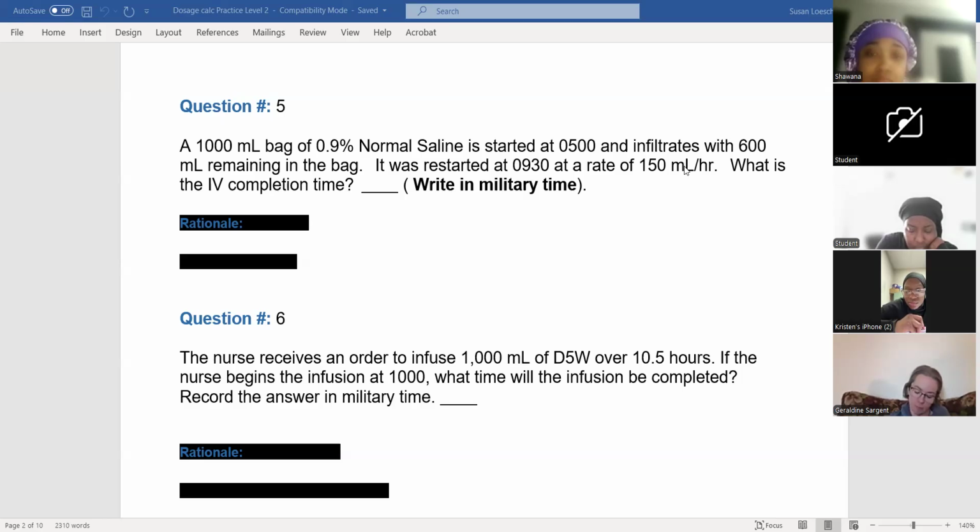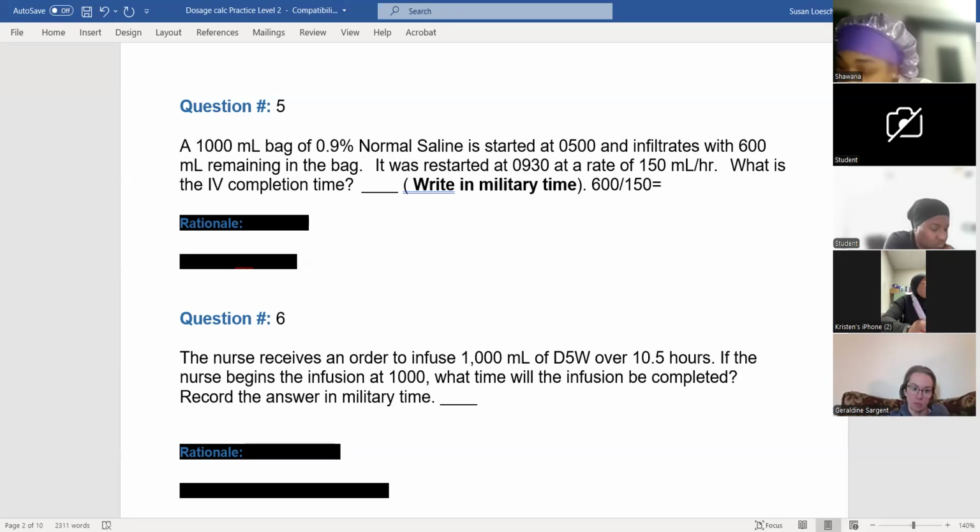So the first thing you need to do is calculate how many hours it would run for. So if you have 600 and it's running at 150 an hour, how many hours will it take for that IV to run? 600 divided by 150 equals what? 4 hours.